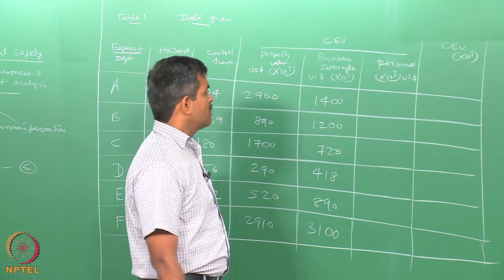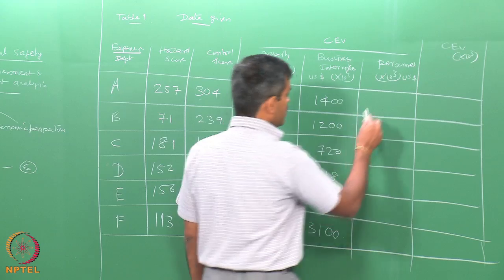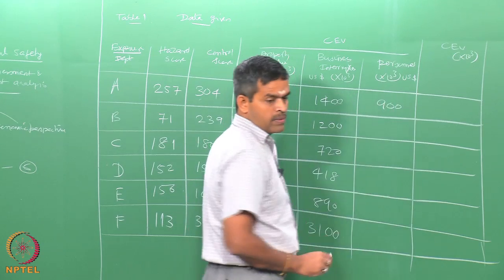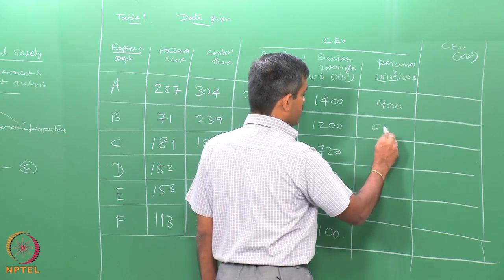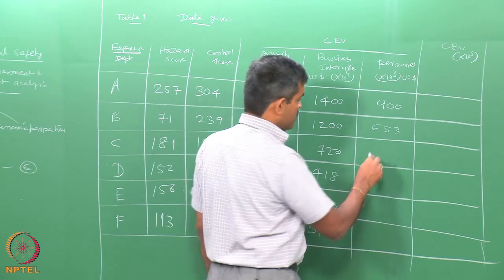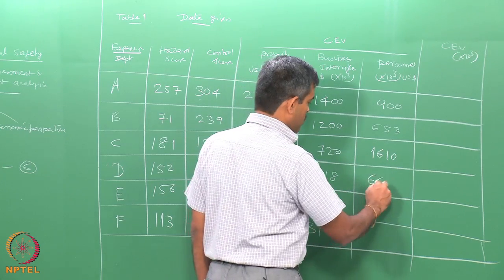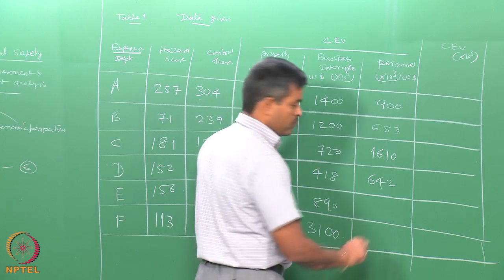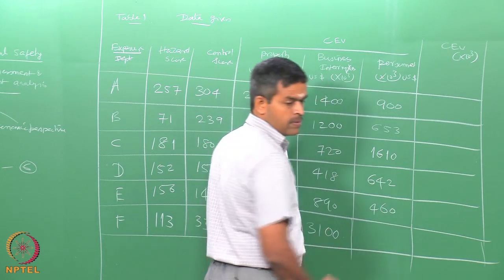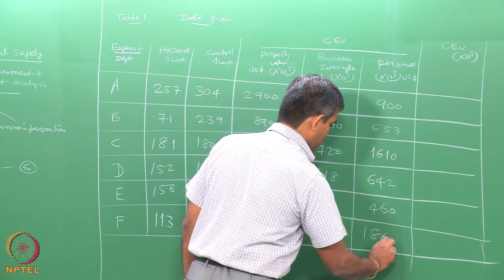Similarly, the personal exposure values are 900, 653, 1610, 642, 460 and 1860.